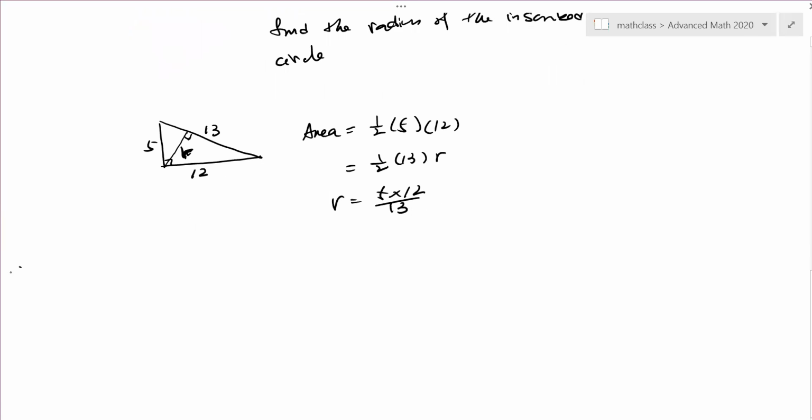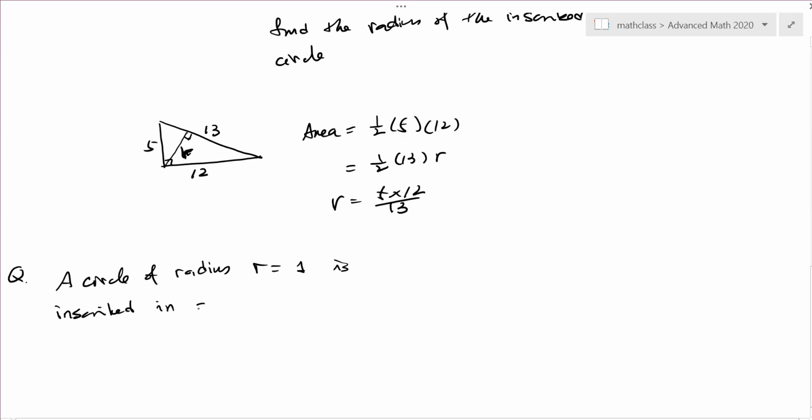All right, our next problem is a circle of radius r inscribed in a regular hexagon. What is the area of the hexagon? Okay, and I can specify the radius. A circle of radius r equals 1 is inscribed in a regular hexagon. When we say regular, it means all the sides are equal.